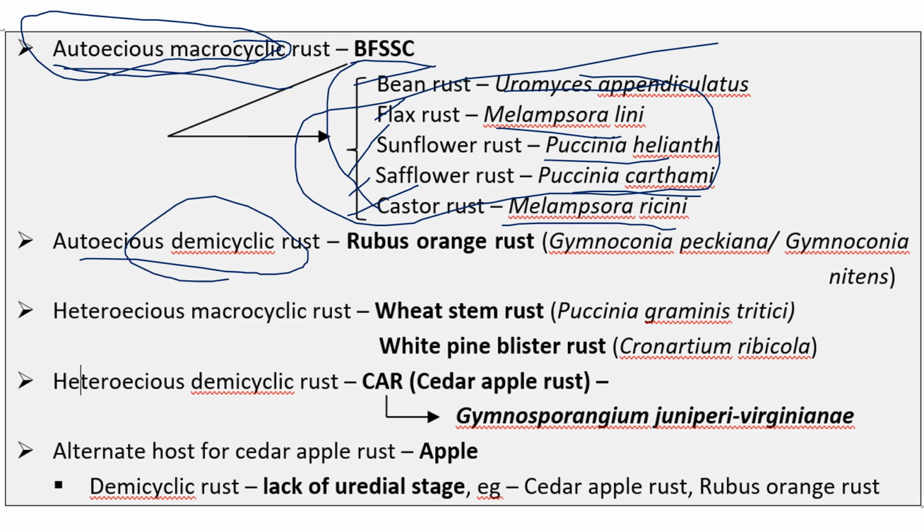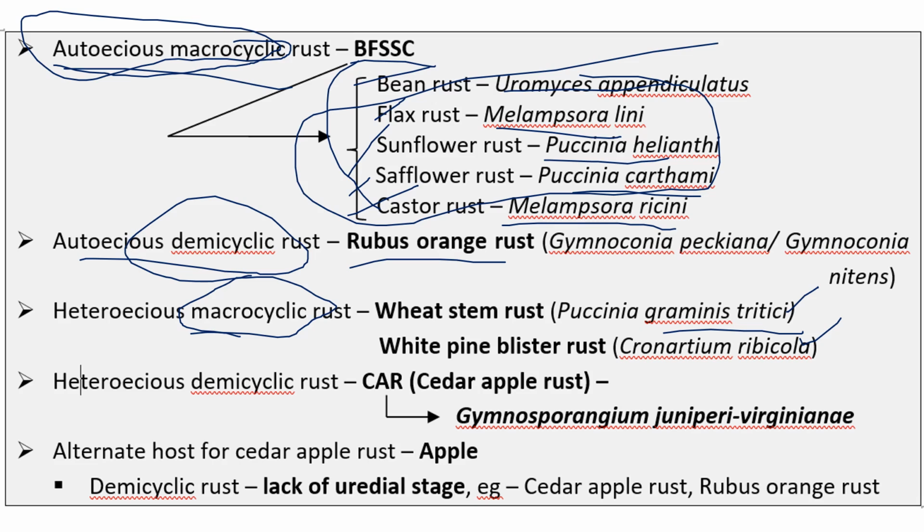Autoecious demicyclic rust means Rubus orange rust. Rubus orange rust is the best example for autoecious demicyclic rust. The next one is heteroecious macrocyclic rust. The best examples are wheat stem rust and white pine blister rust. Wheat stem rust is Puccinia graminis. This is the best example, and white pine blister rust is Cronartium ribicola.